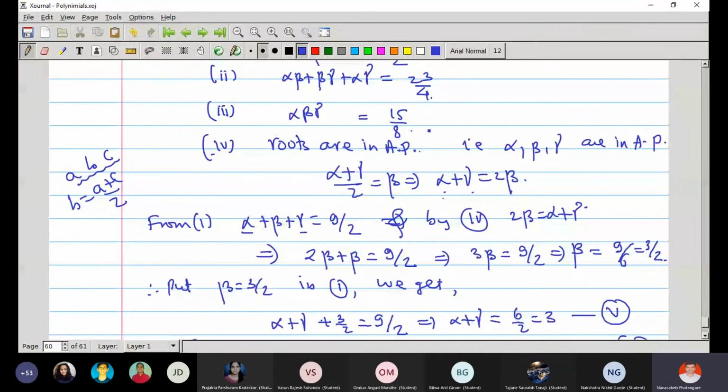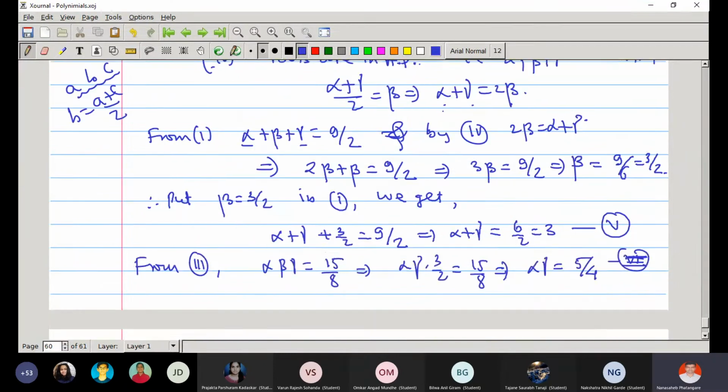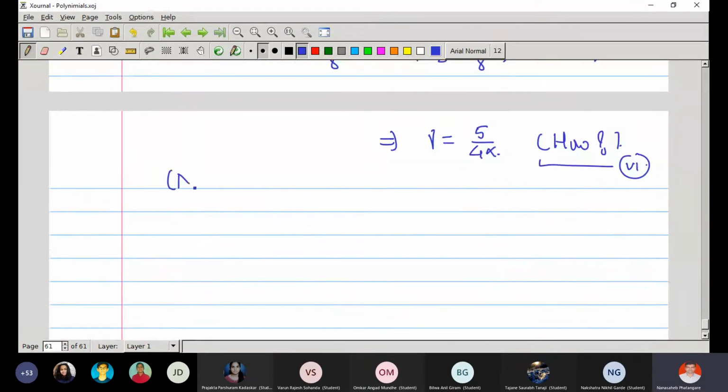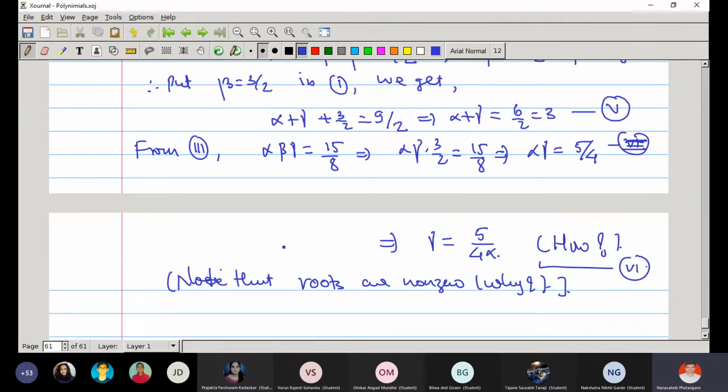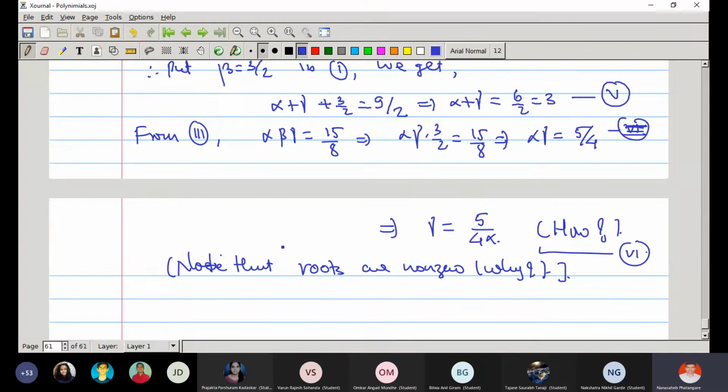Note that the roots are non-zero. Correct? Do you understand this? Roots are non-zero, we are sure. If one of the roots is 0, then the product will be 0, but the product is non-zero. That is why it is clear. So it is allowed to divide, right?